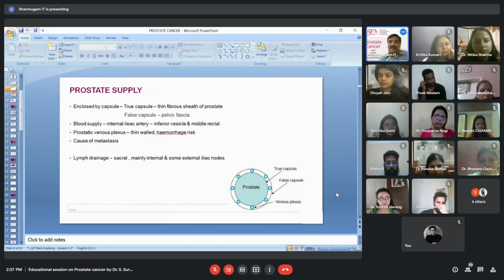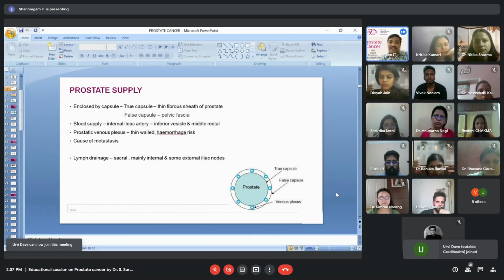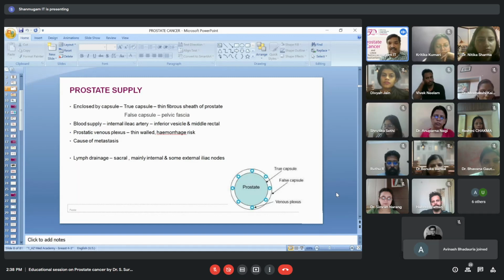Prostate supply: we can see that the prostate is enclosed by a true capsule, which is a thin fibrous sheath, and the false capsule, that's the pelvic fascia. In between these two capsules, we have the venous plexus, that's called the Batson's plexus. The blood supply is by the internal iliac artery and its branches of inferior vesical and middle rectal branches. And the prostatic venous plexus has a thin wall, so hemorrhagic risk is more.